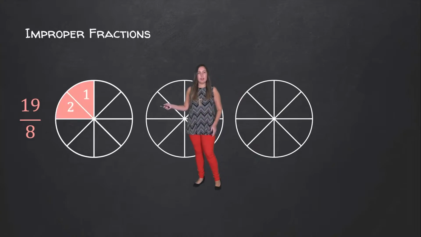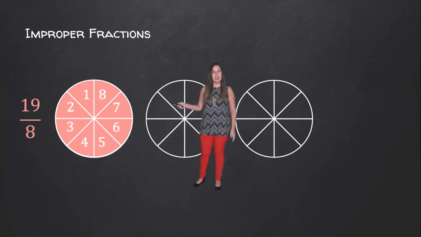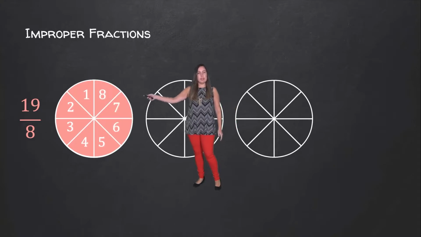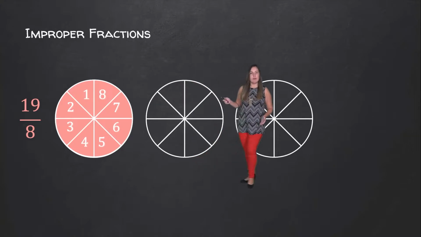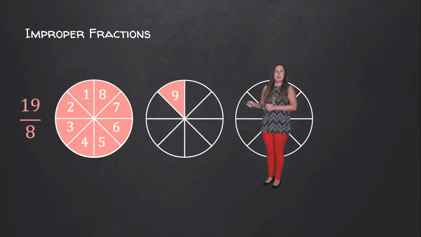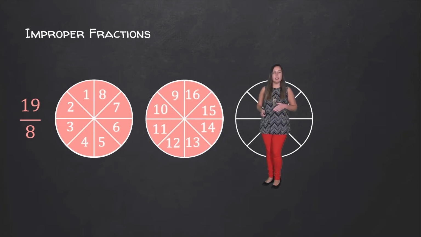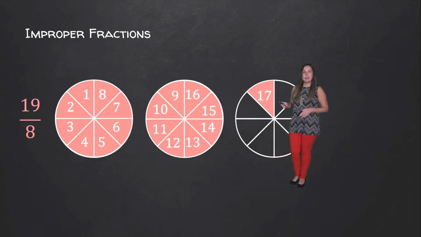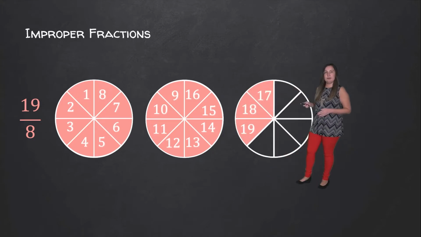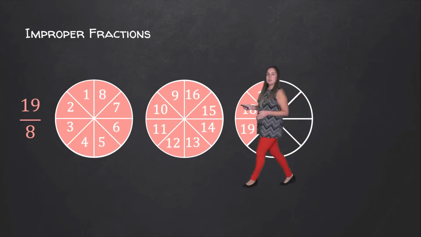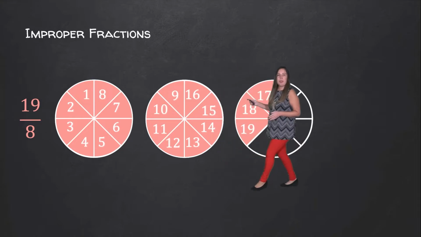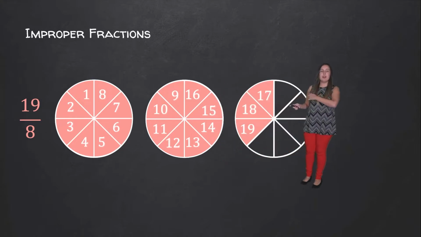So 1 part, 2 parts, 3 parts, 4 parts, 5 parts, 6, 7, 8. And because this was 8 equal parts, that's a whole. Now let's keep going because we have 19. So 9, 10, 11, 12, 13, 14, 15, 16. Now we have 2 wholes, but we're not done yet because we have 19 parts. 17, 18, 19. All right, so now we're done. We represented 19 over 8. And notice how that took up 2 wholes and then 3/8 of this piece, all right?